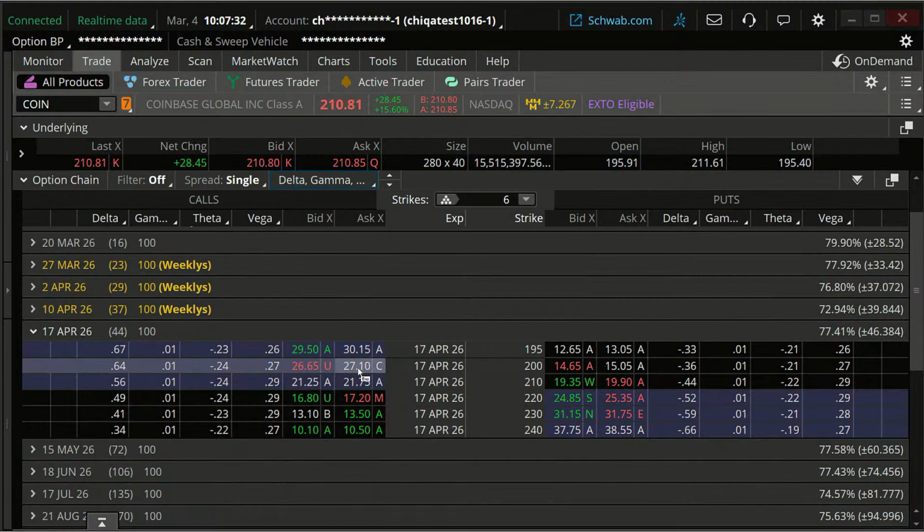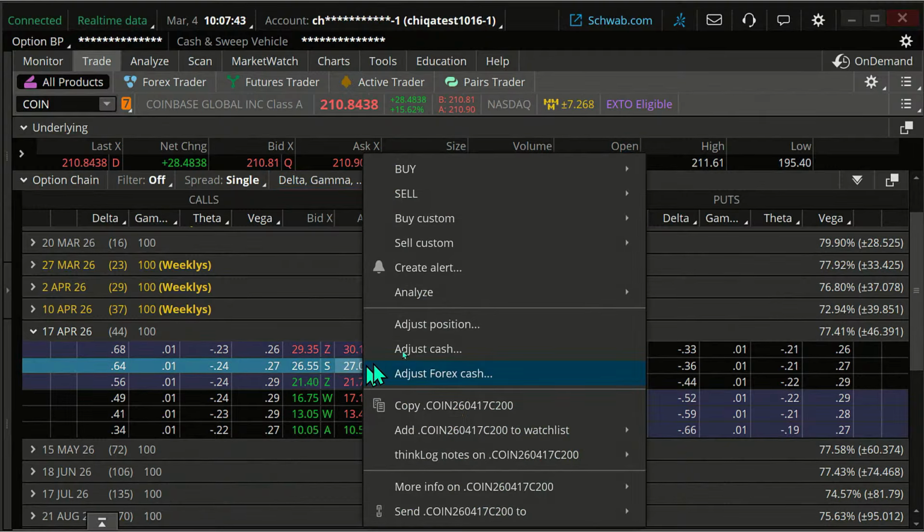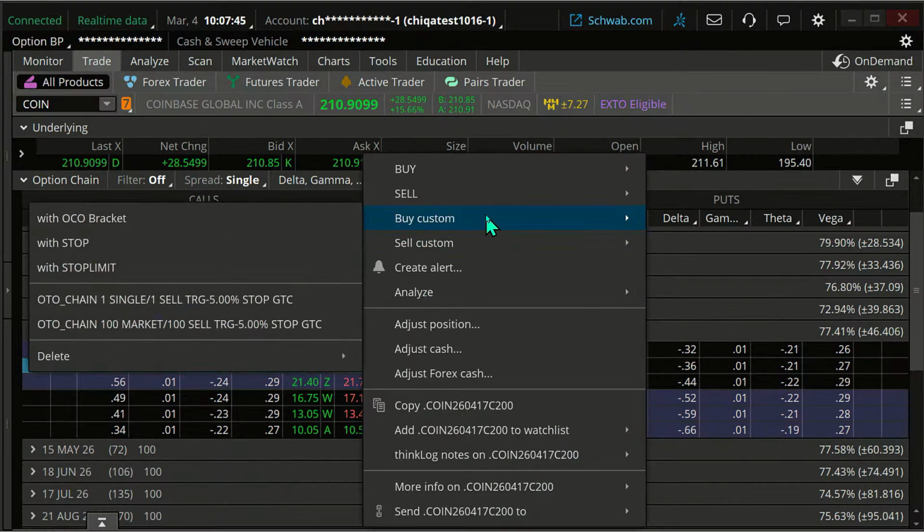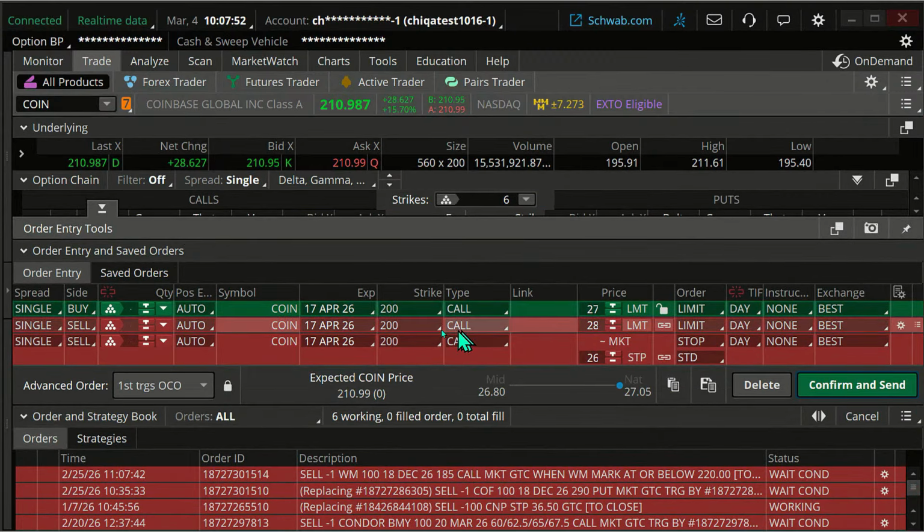And I'm just going to look at this trade. Now, if I'm normally going to buy with a target and a stop, what I would do is right click on it and say buy custom with OCO bracket. That's a target and a stop, but that's not what we're looking for. We're looking for 2 different targets and 2 different stops. So how do I do that?